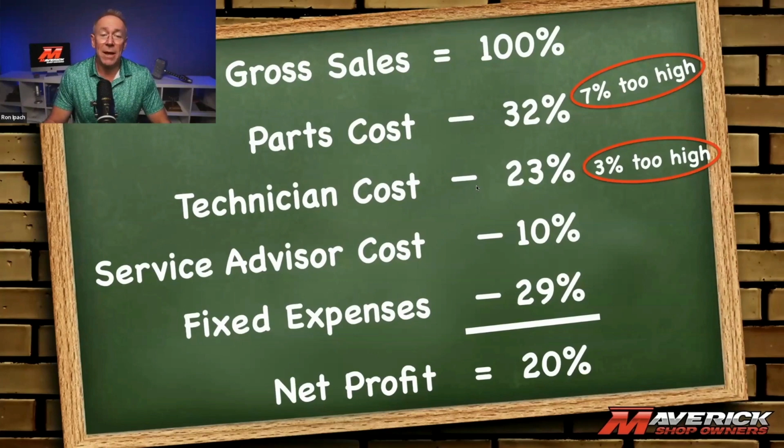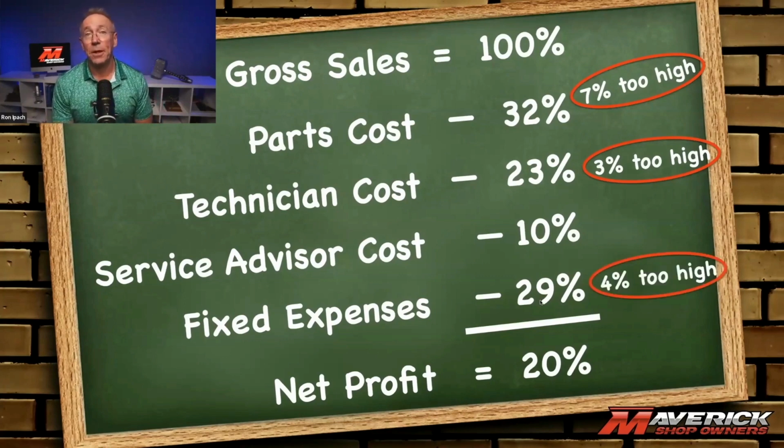Now let's go down to the fixed expenses, and we all know things are getting a lot more expensive. Everything is getting more expensive. Now, remember, they're supposed to be 25%. In this case, it's 29%. That's 4% too high. Now, look what's happening over here. We've got 7% too high, 3% too high, 4% too high. And that stuff adds up. We're not at 20% any longer. We're at 6% net profit. 6% net profit is all that's left over because our costs are creeping up and up.